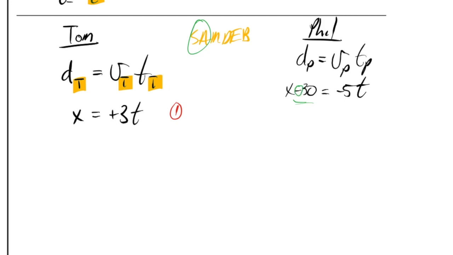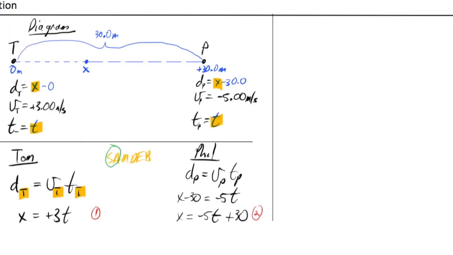So since that is minus 30, it becomes plus 30 when it goes onto the other side. And that is our equation 2. So the next thing we're going to do is we're going to set the equations equal to each other. So in this case, I'm going to set equation 1 equal to equation 2.